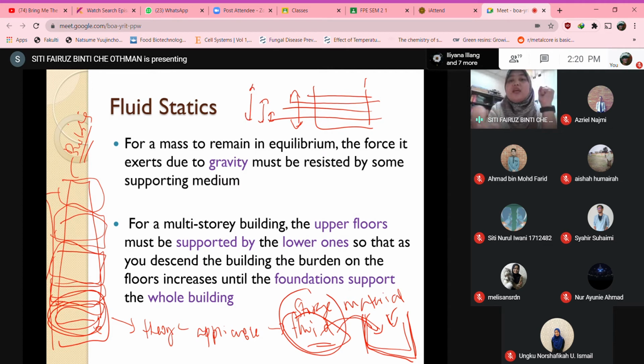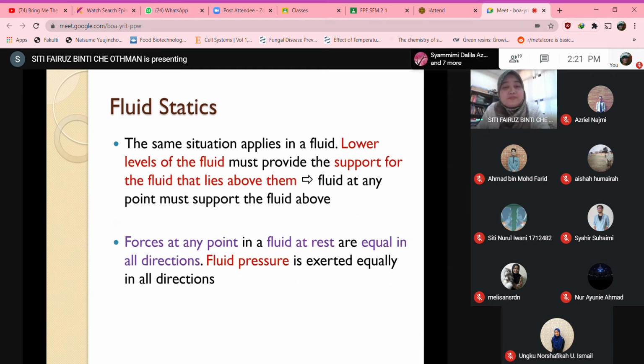So you will understand better, because at different heights you will have different pressure. If you want to store the fluid, the base or the foundation of this tank needs to have the strength to support the pressure on top of it. Later we'll explain. So like I said, the same situation applies for fluid, as with a tower or any building.